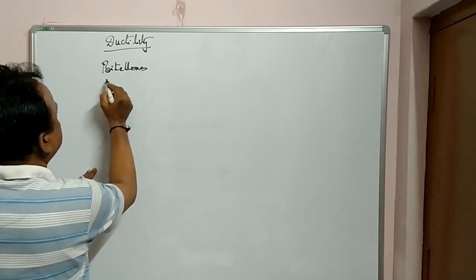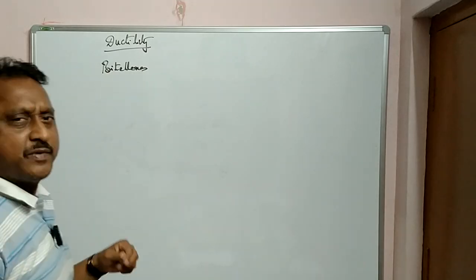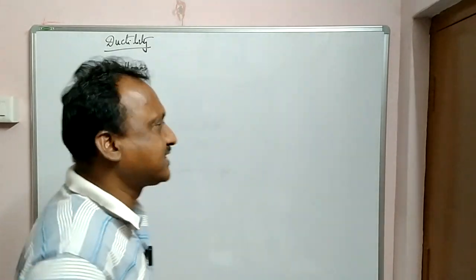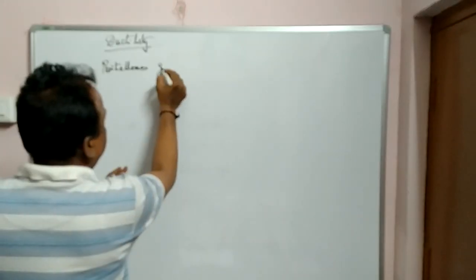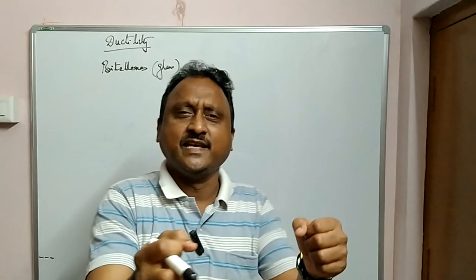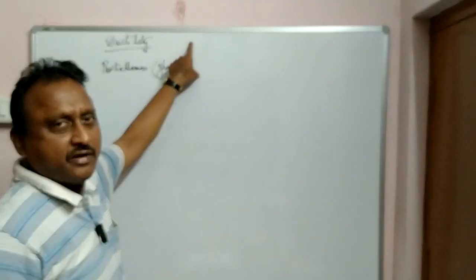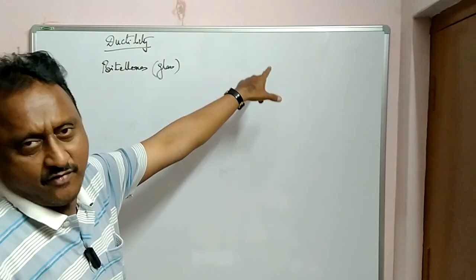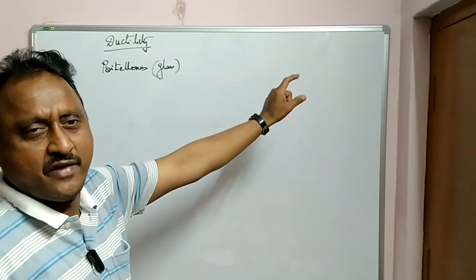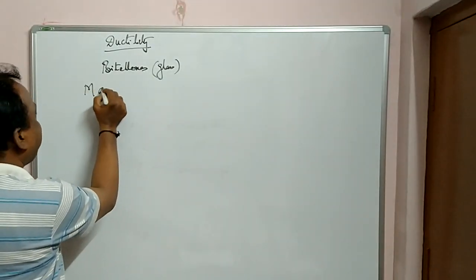Brittleness. B-R-I-T-T-L-E. What is brittleness property? Breaking property. For example, glass is brittle. It breaks very easily. So these are some important points you have to learn regarding the graph, stress versus strain, behavior of the wire. Now apart from this we have one more point also, malleability.